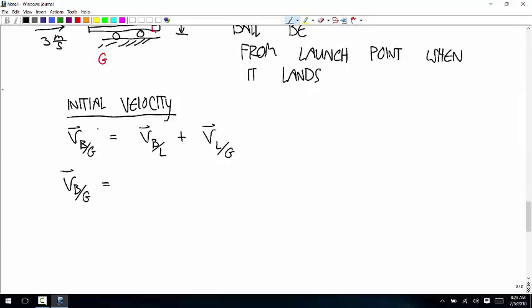If the launcher had a GoPro on it, at the instant the ball's launched, the GoPro would just show it going straight up, okay? Because the GoPro is also moving with the cart. So this is 0, 4. And then what's the velocity of the launcher relative to the ground? 3, 0, yep. And so the initial velocity is 3, 4.